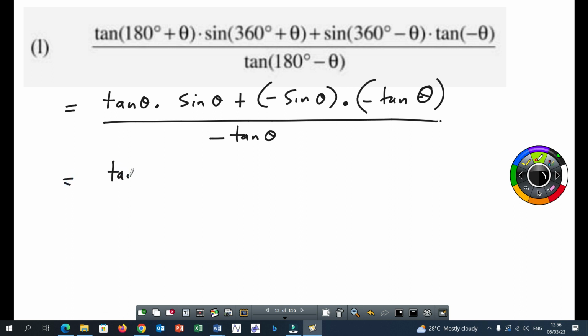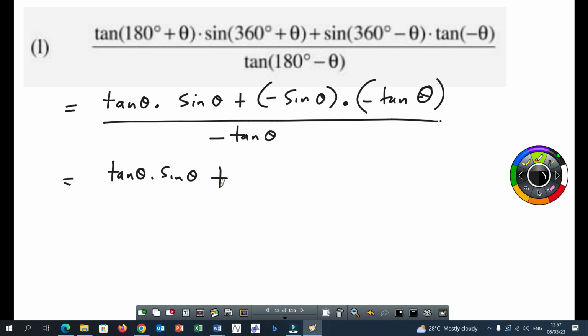Then tan θ times sin θ, that will be minus. Okay, actually it will be a plus, because this is a minus and that's a minus. So it will be a plus. Do you see that? So why do you multiply? Okay, look here. Sin(360 − θ) is negative, right? Tan(−θ) is also negative. If you multiply a negative and a negative, you get what? A positive, that's why you have to put a plus.